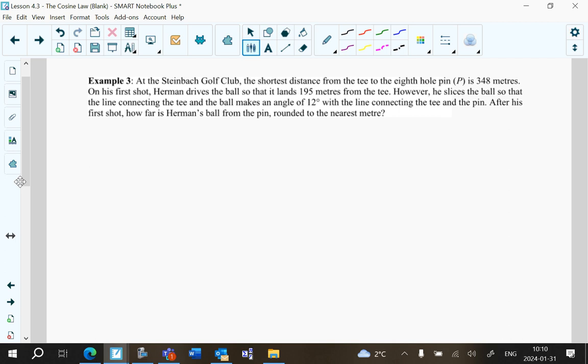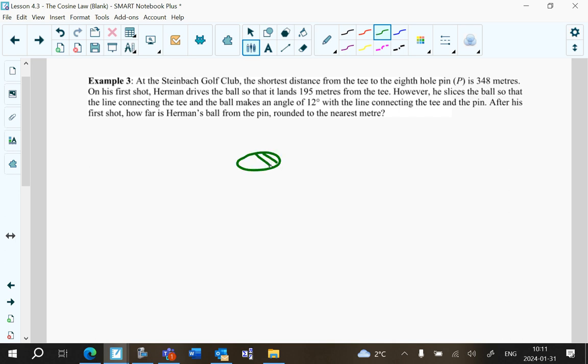However, if he slices the ball so that it doesn't go straight, if you're right-handed and you slice, your ball goes off to the right. If you're left-handed and you slice, your ball goes off to the left. So that's what slice means. So we'll assume he's right-handed. So let's draw this situation.